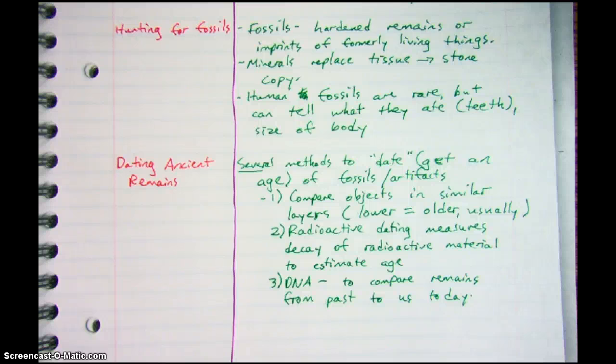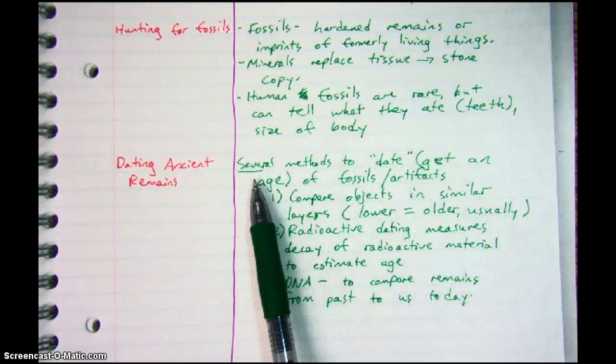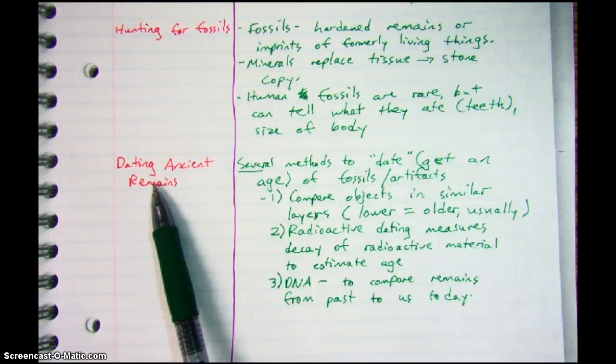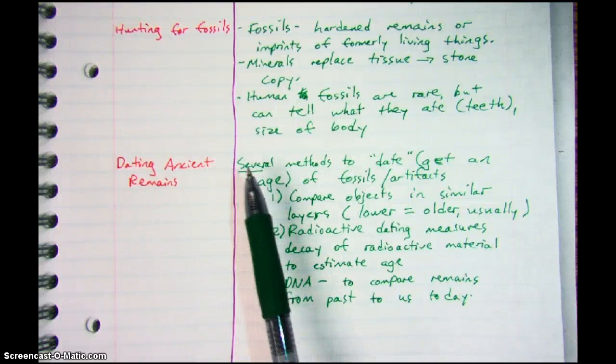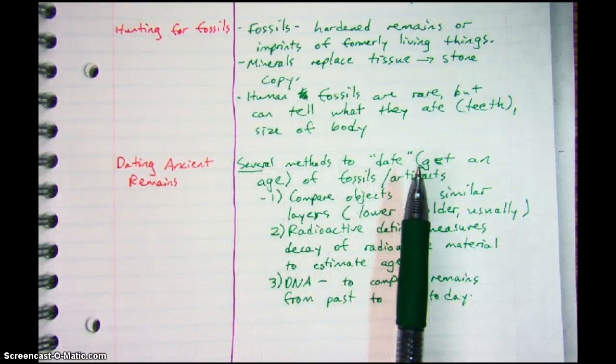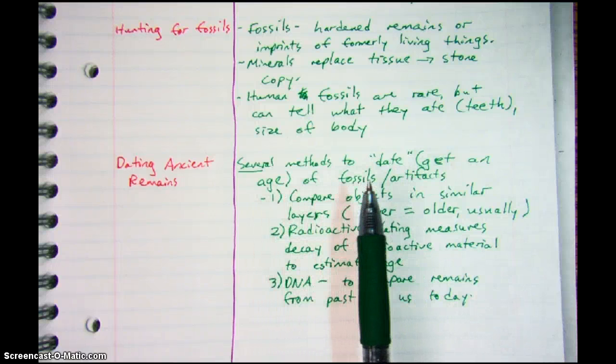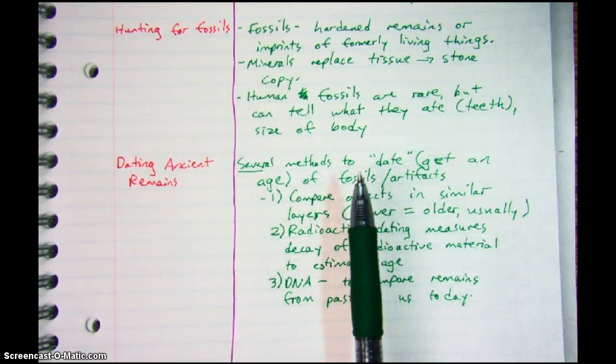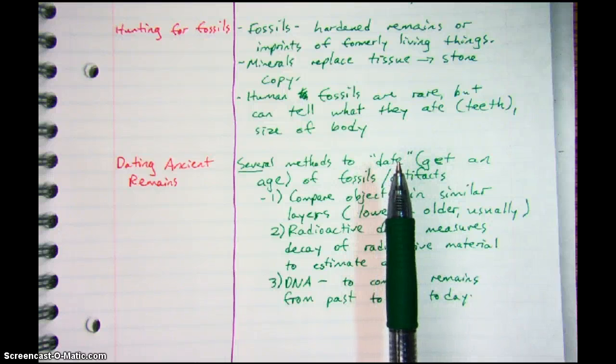Okay. Hopefully you've had a chance to do notes for dating ancient remains on page 59. Here's what I got. Check yours against mine. First of all, here it is on the left, and on the right I wrote several methods to date, which means to get an age of fossils or artifacts. So when we talk about dating things, we are talking about figuring out how old they are.